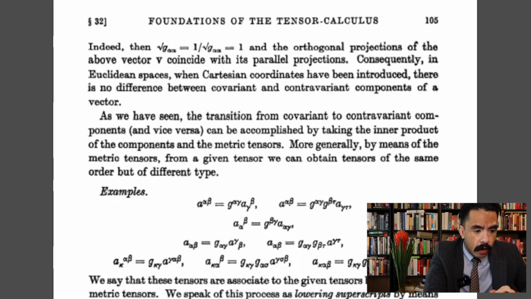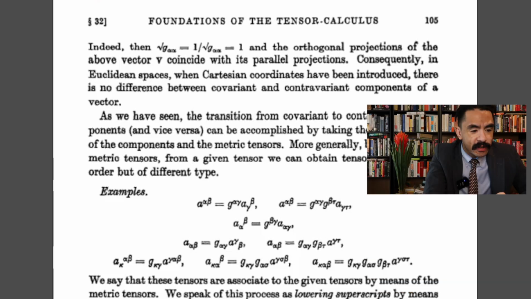That's important. Similarly, a sub alpha beta equals g sub alpha gamma times g sub beta tau times a superscript gamma tau.